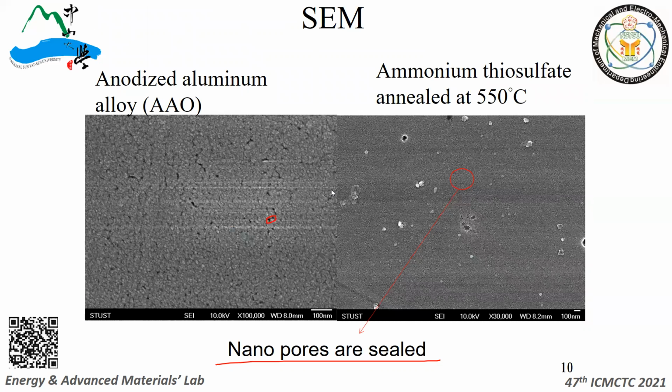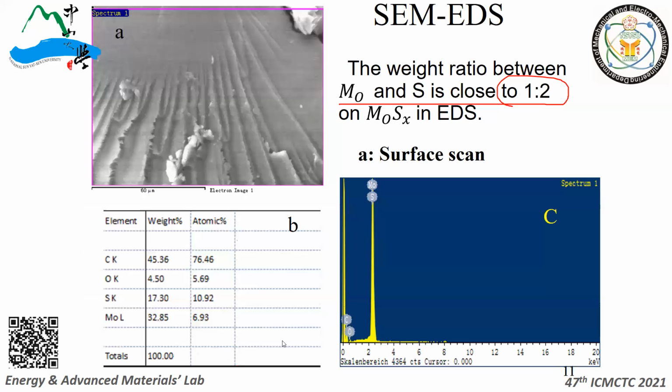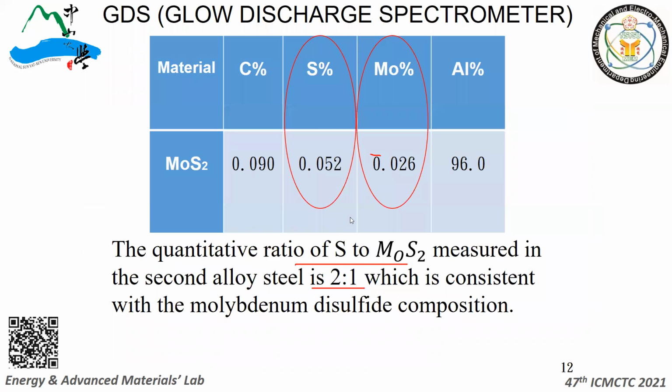We can see the SEM pictures comparing before and after coating. Before coating, there are nanopores right here. After coating, the nanopores are sealed. Then we do SEM EDS to estimate the weight ratio between Mo and S, which is close to 1 to 2. For a precise quantitative measurement of the ratio between S and Mo, we use the GDS glow discharge spectrometer, and the ratio is about 1 to 2.